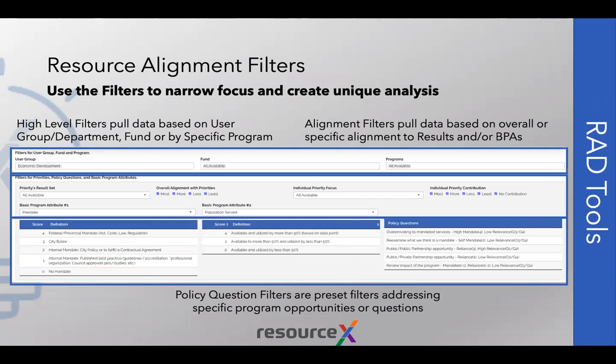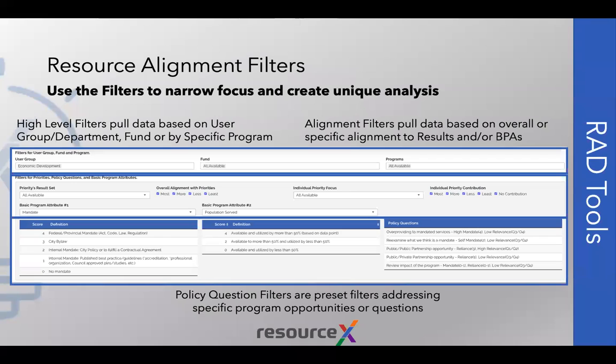So these are utilizing your basic program attributes in specific ways to pull a new list of programs for you to review. These are called our policy questions, and they are listed to the right with the parameters that will show up in the first two tables.